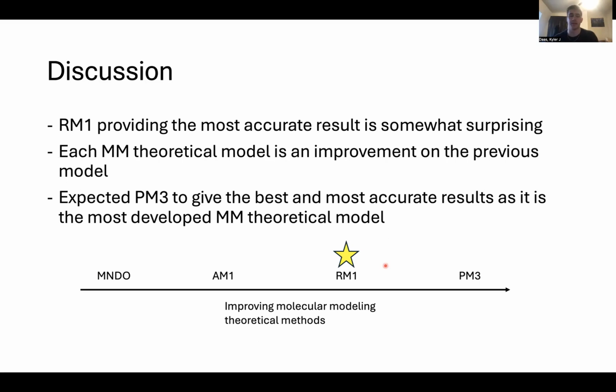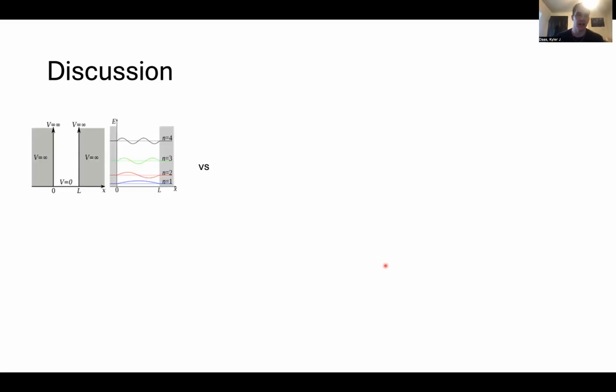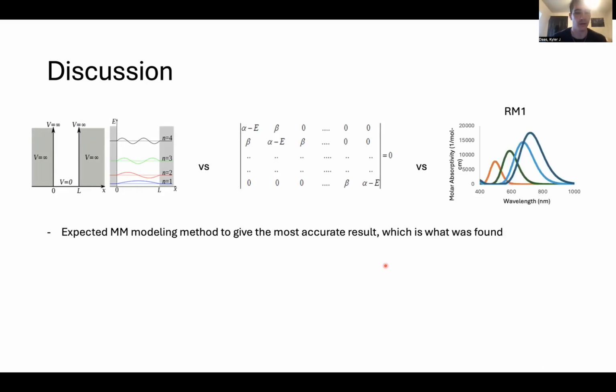There could be various reasons why PM3 is not the best. Maybe it's better for larger molecules, things larger than dyes, but RM1 is still a very advanced model, and we're not surprised to see the accuracy of its results. And now just quickly comparing the particle in a box to the Huckel to RM1. So we expected these Hartree-Fock models to give the most accurate results, which is what we found.